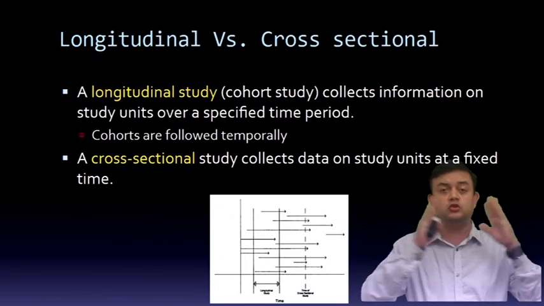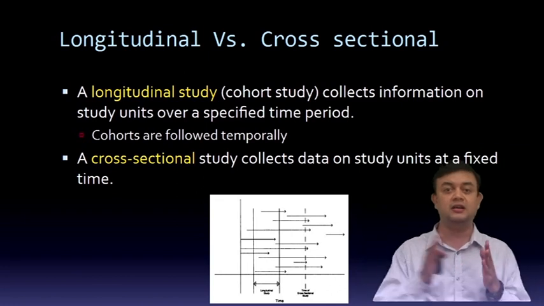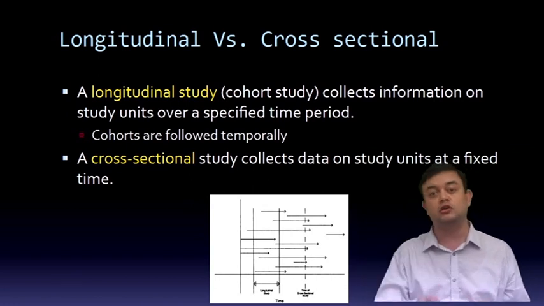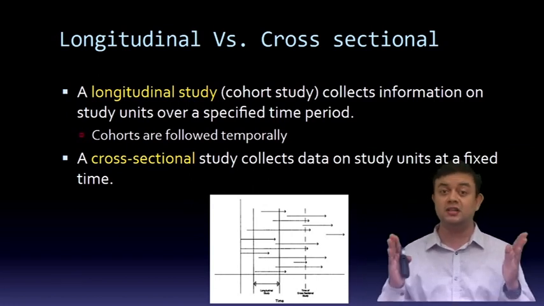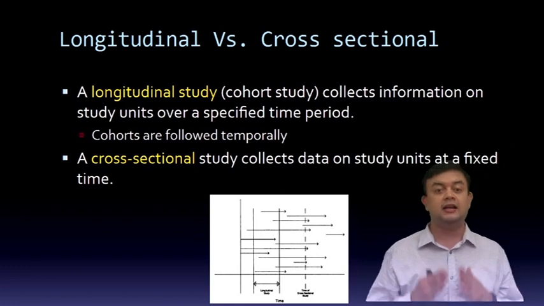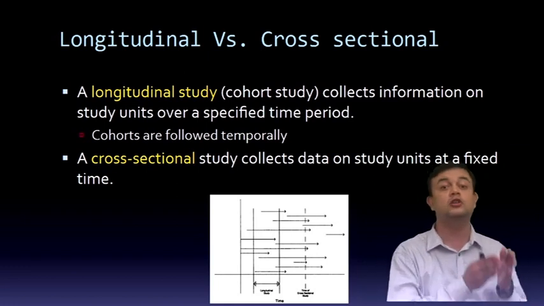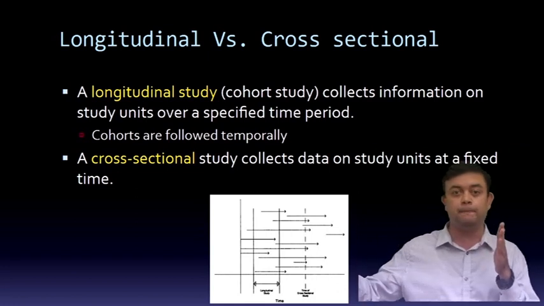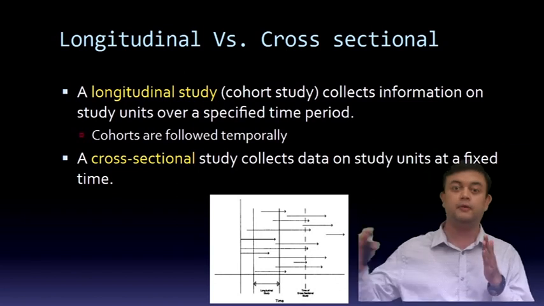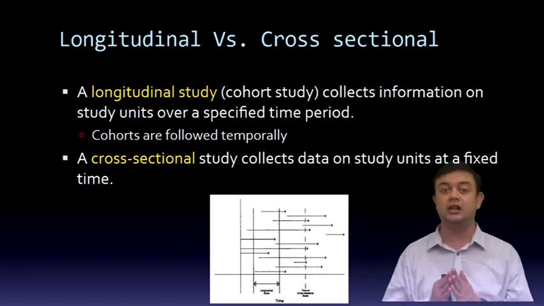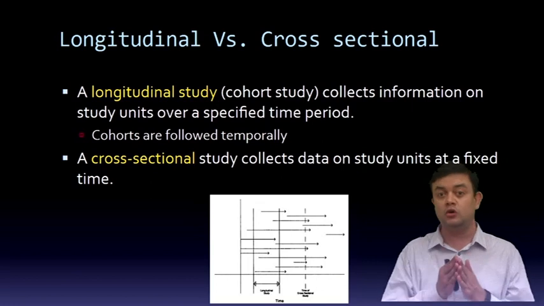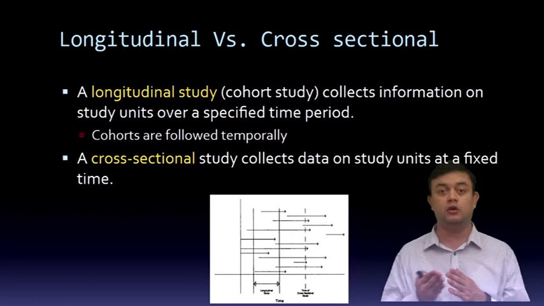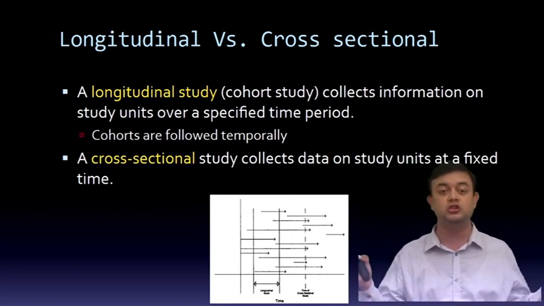So there are 2 kinds of studies in concern with the time frame. One is called longitudinal study, another one is called cross-sectional study. What is that? A longitudinal study, also known as cohort study, collects information on the study units or the cohorts over a specified time period. So it is something like a temporal change, not a spatial change, but the temporal change is measured by longitudinal studies. So cohorts are followed temporally, that means time towards the future or towards the past. That is what you call the longitudinal study.